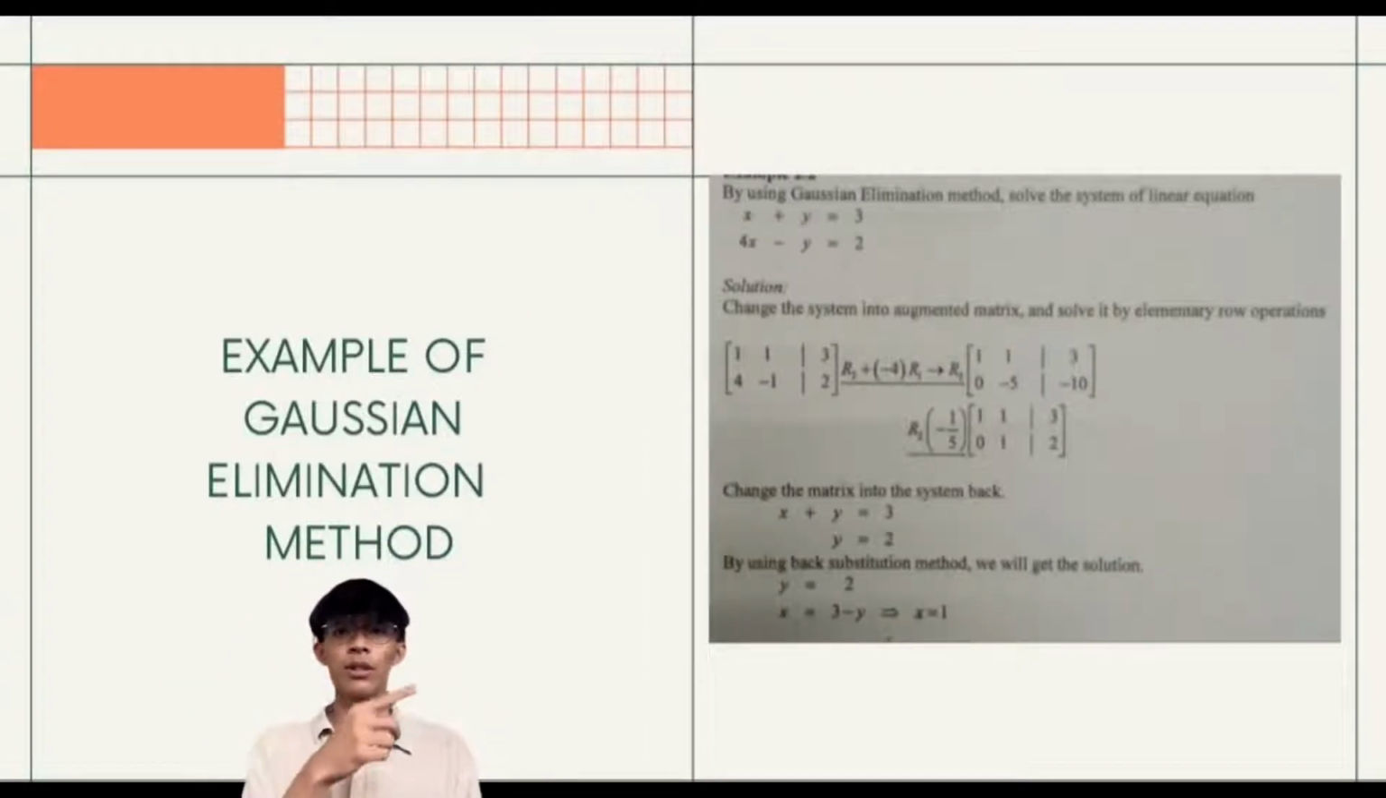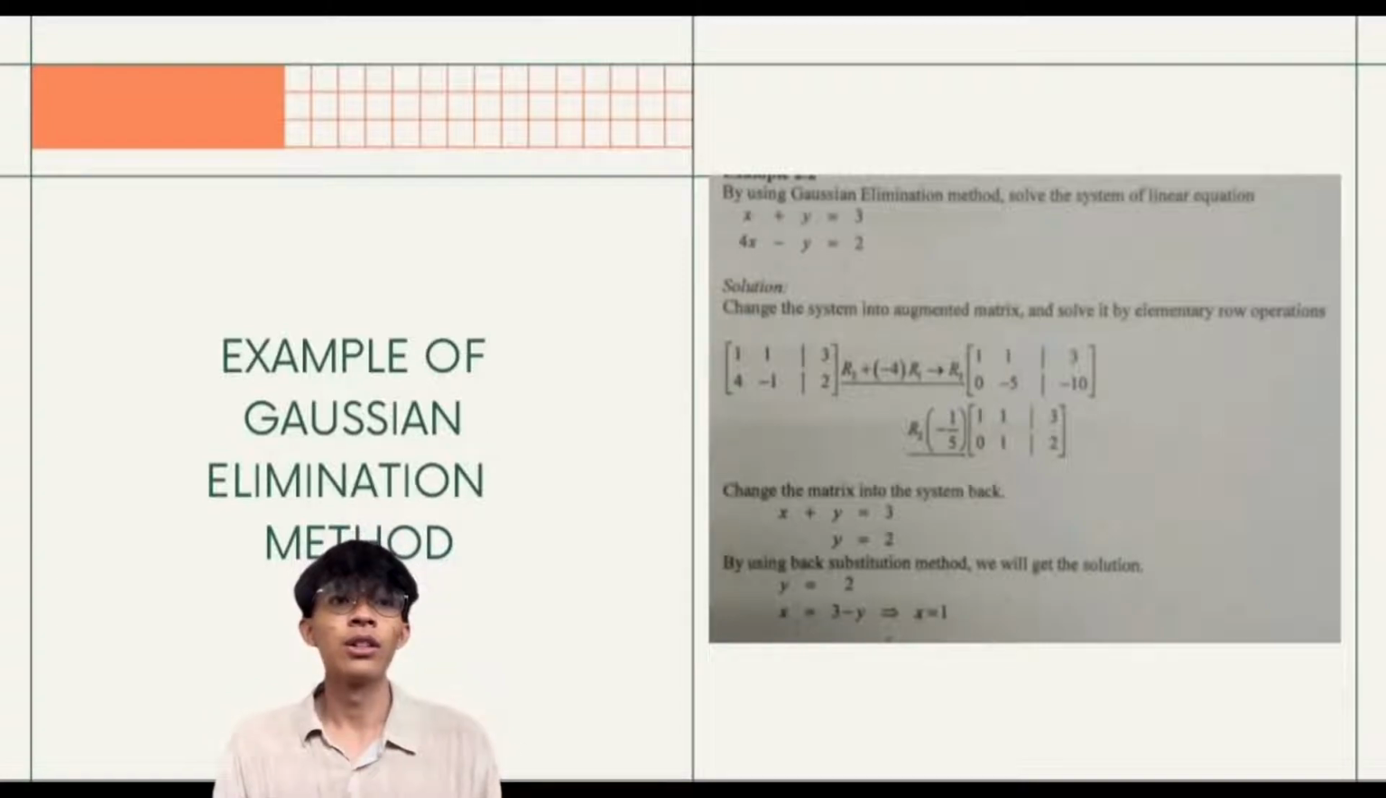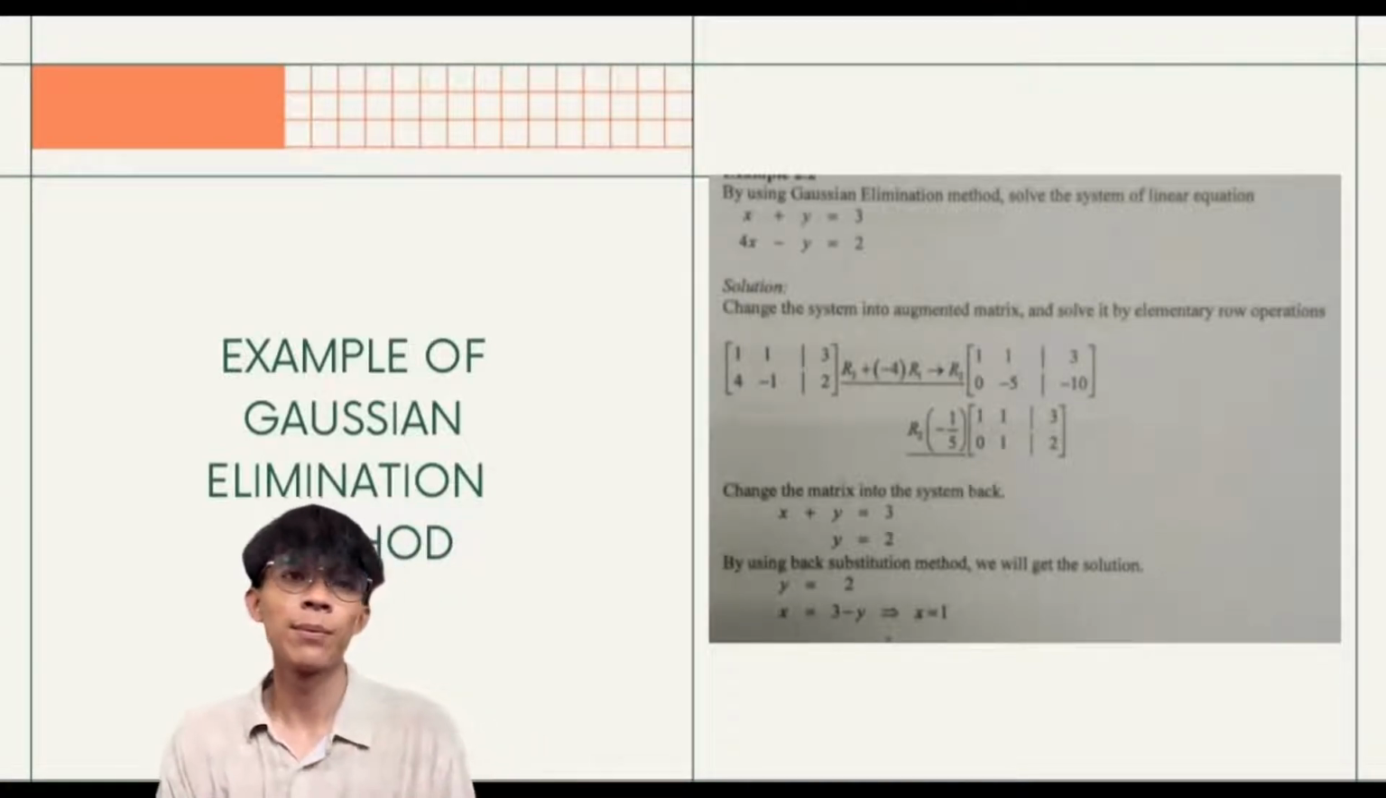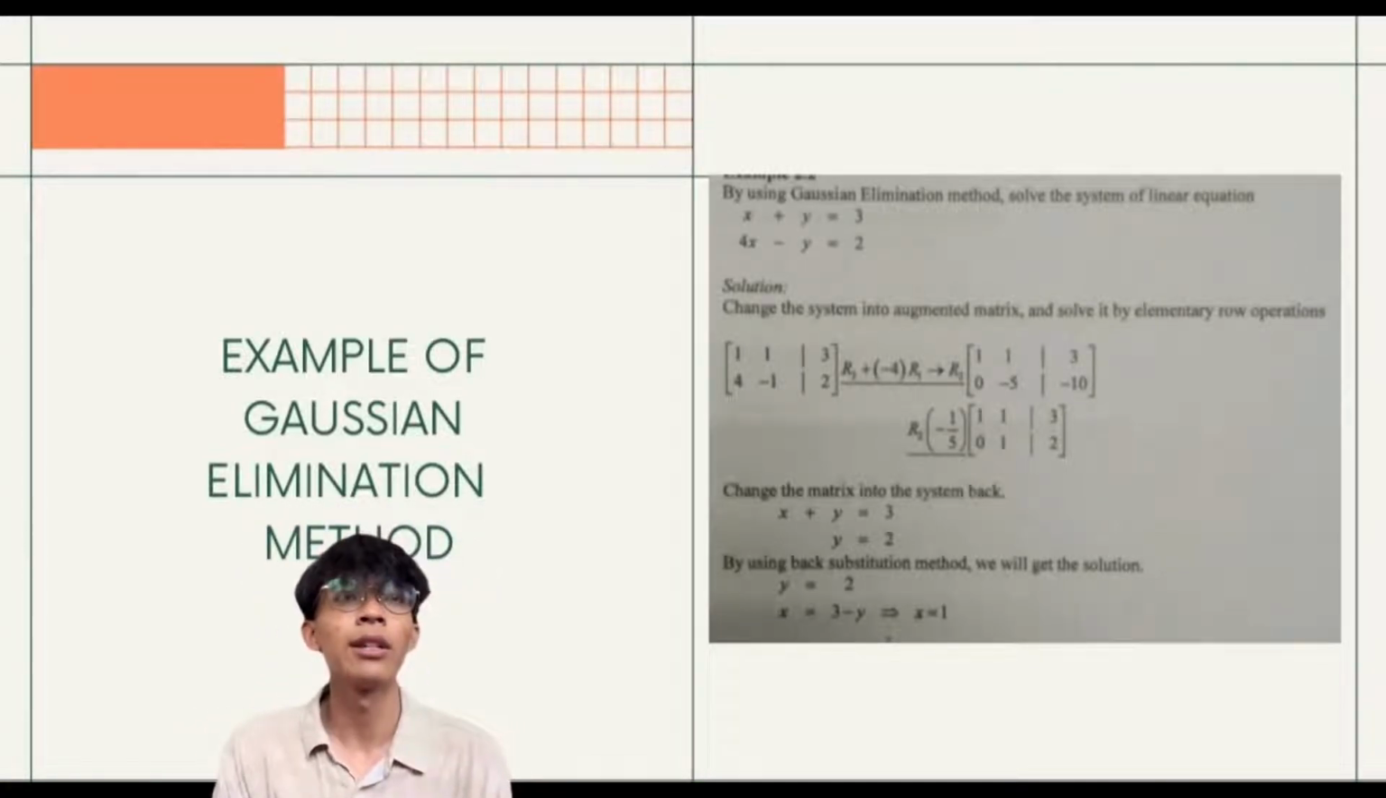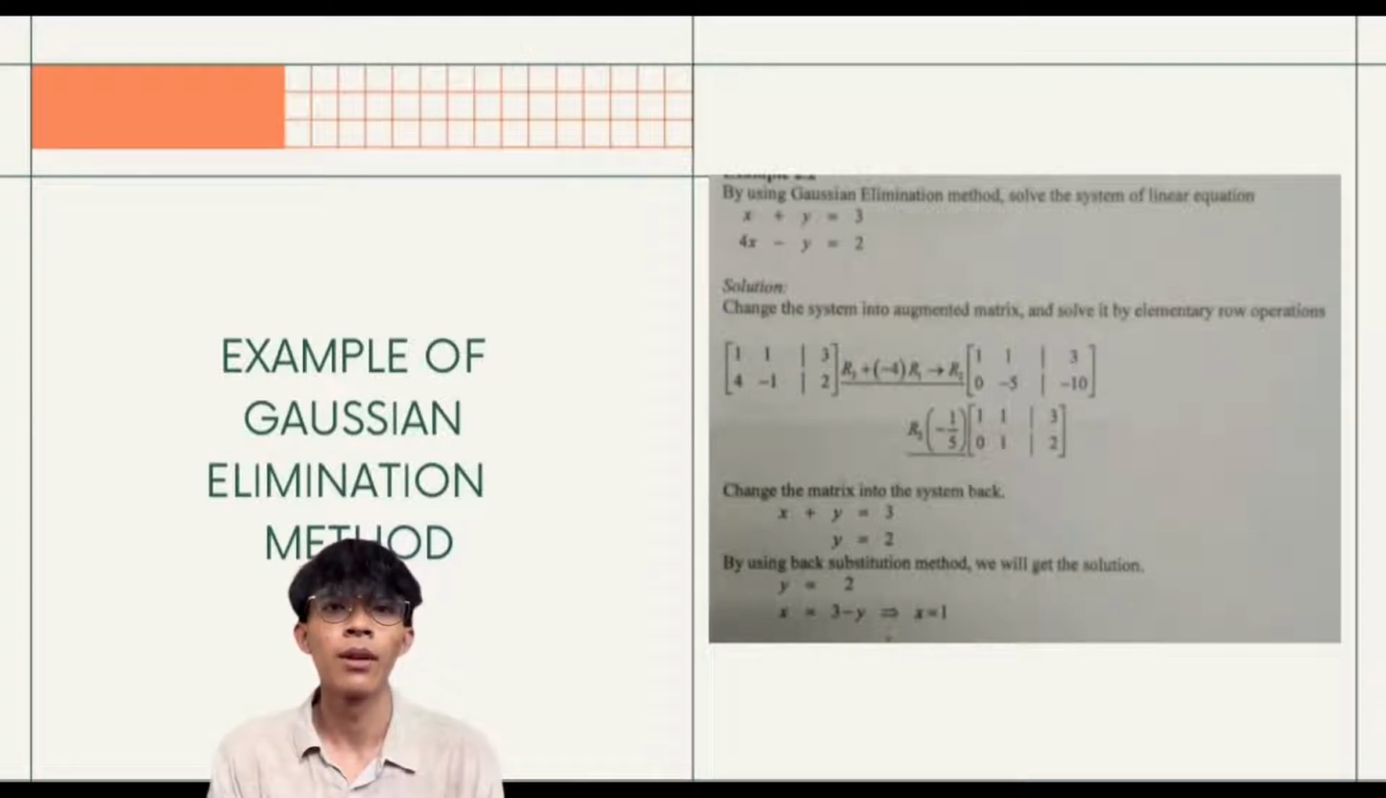Okay, now let's move to the example. For the Gaussian elimination method, solve this system of linear equations: x plus y equal to 3, x minus y equal to 2. First of all, change the system into an augmented matrix and solve it by elementary row operations.